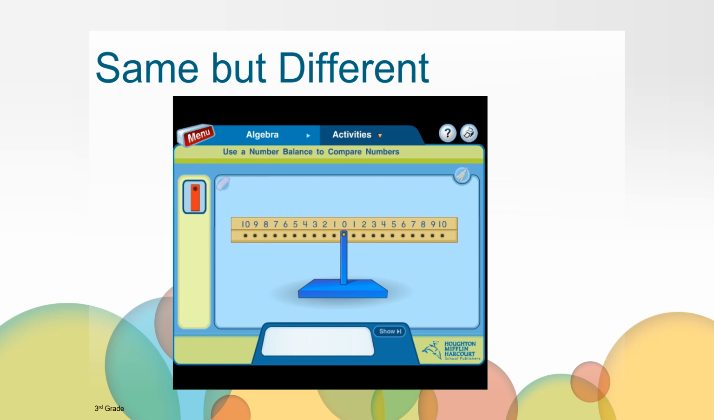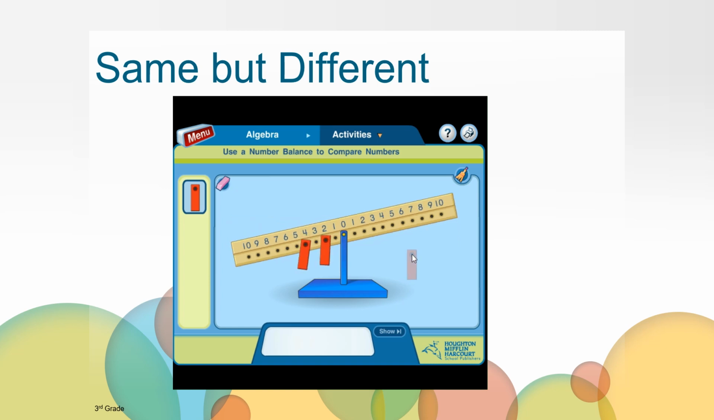Let's try another one with our same but different number balance. This time we're going to use a number sentence with it. If I put 2 and 4 on the left side, what could go on the right side? First, we have to know what 2 and 4 make. What does 2 and 4 make? It makes 6.